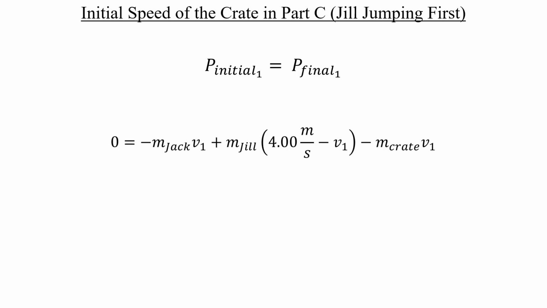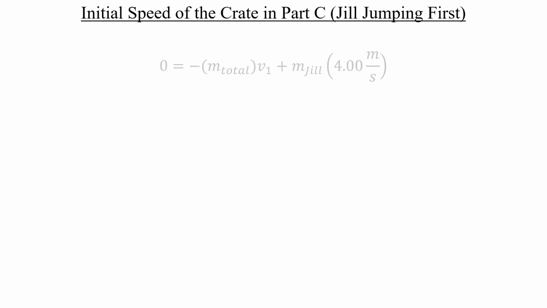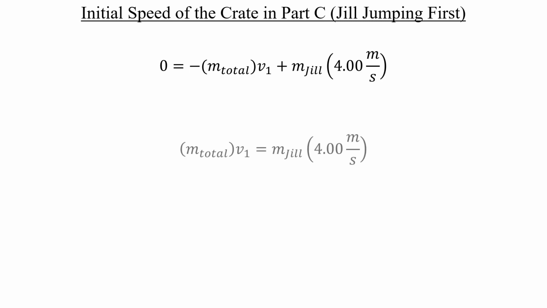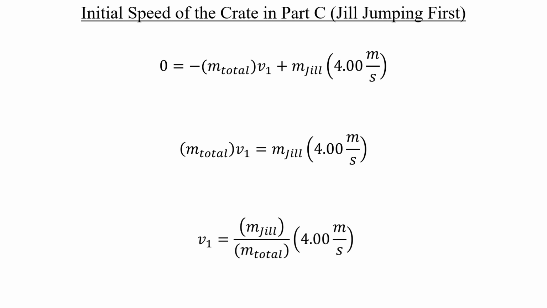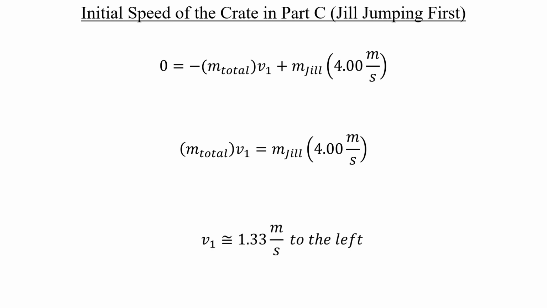We want to solve for V1 again, so this time we'll distribute Jill's mass, and then I'll collect all the terms with V1 under a single total mass label, and then move it over to the other side, just like we did before. Divide both sides by the total mass, and then go ahead and plug in the numbers. You should find that the new V1 value for part C comes out to be 1.33 meters per second to the left. Next up is stage 2, where Jack will jump.